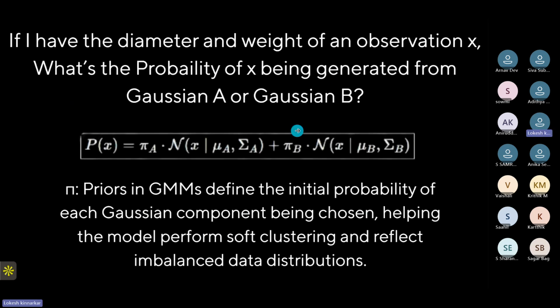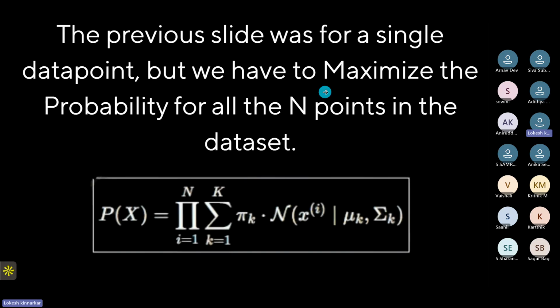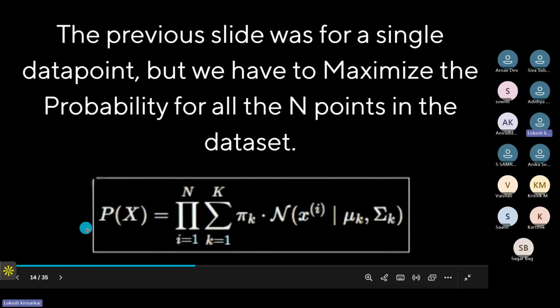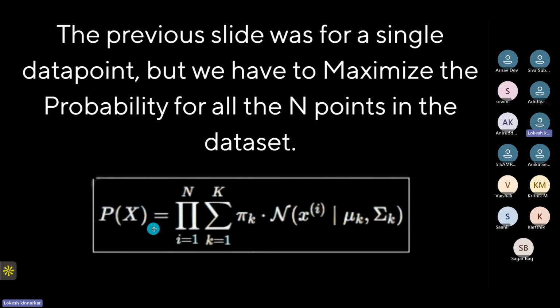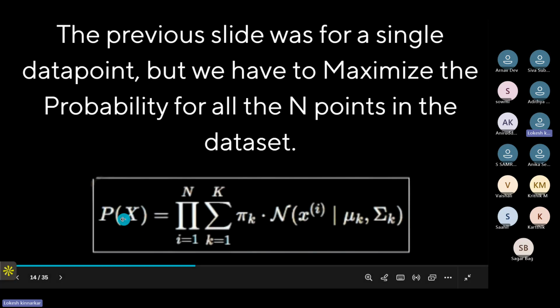Okay, so now this particular thing which we defined is for a single data point, but we need to maximize the probability for all the n points in the data set because that's the thing which we want to reach, that is the convergence. So how do we reach the convergence is by maximizing this particular probability. So essentially you can apply the formula for independent points that if this contains n points, then we can split it into the multiplications. So this is the equation which you will get.